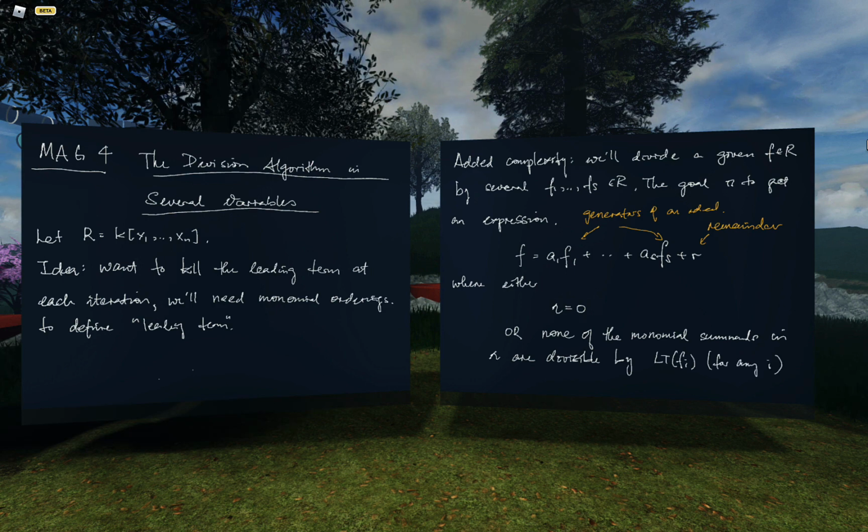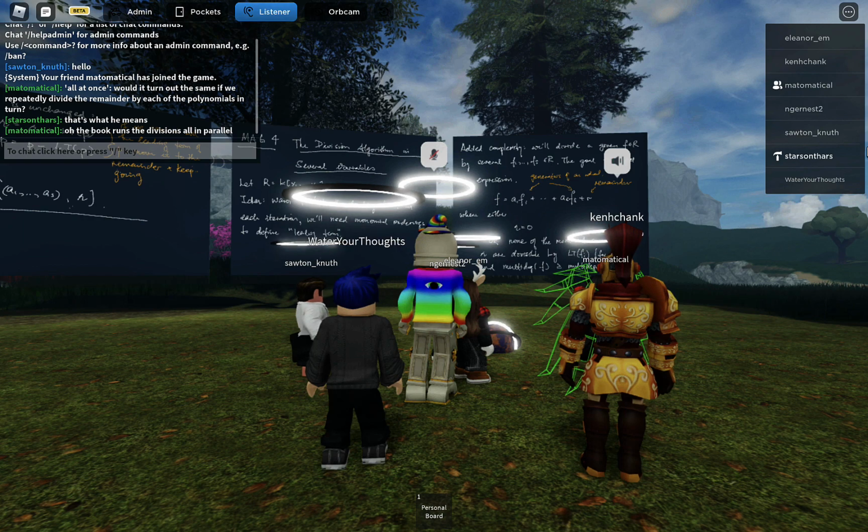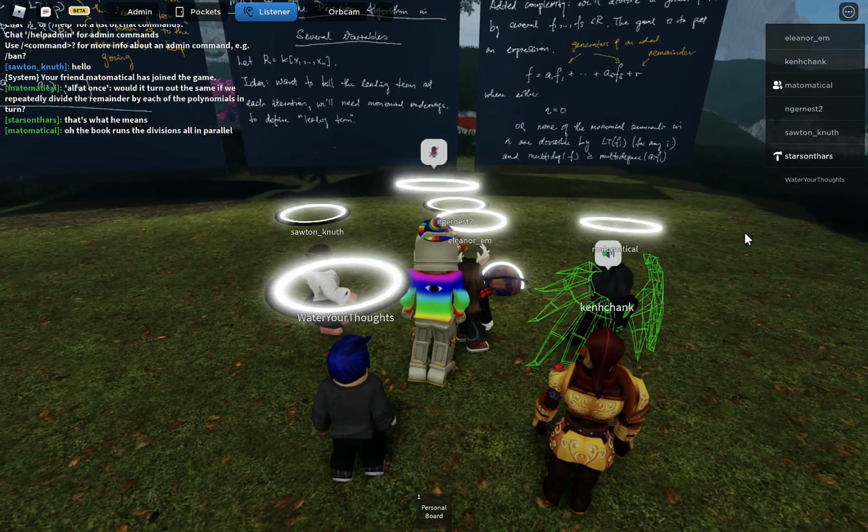Slightly awkward phrasing. And the multi-degree of f is greater than or equal to the multi-degree of a_i f_i. And again, for any i, I'll just write for any i there. So when we write leading term, it means we fix the monomial order. So maybe here, I'll just write with respect to a fixed monomial order.